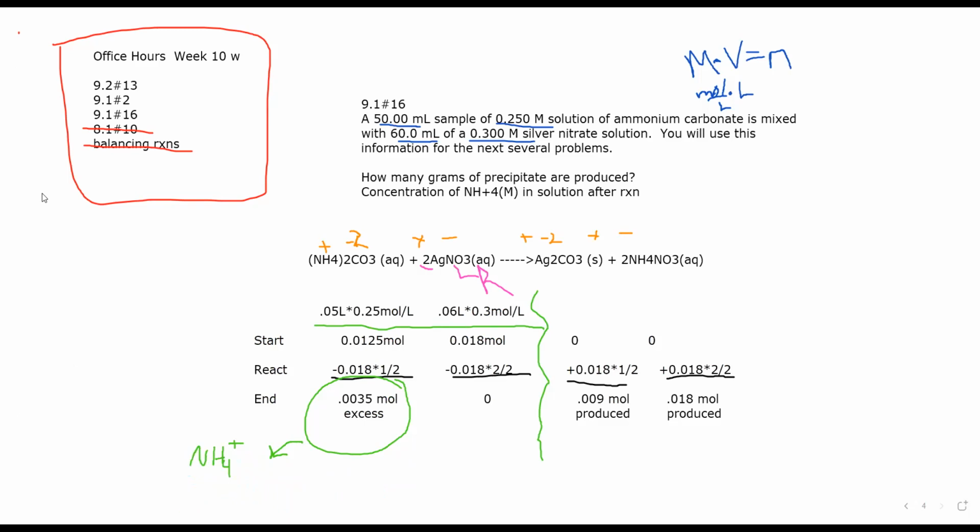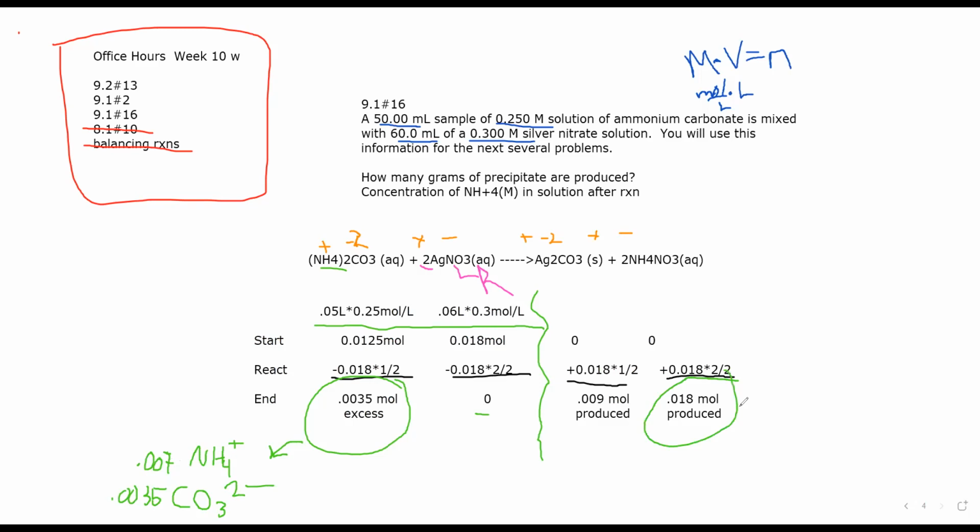Ammonium and carbonate. And because of the ratio of 2 ammoniums for every ammonium carbonate, this will be 0.007 moles for ammonium, and this is going to be 0.0035 for the carbonate. Over here, this has nothing left, so we don't worry about it.